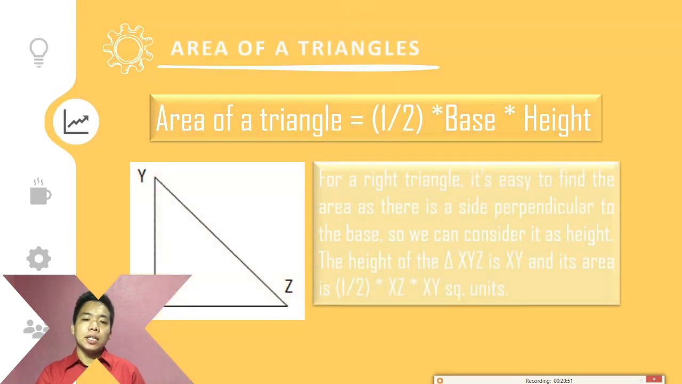Very basic. Again, for a right triangle, it is easy to find the area as there is a side perpendicular to the base. So we can consider it as its height. So if we have a right triangle, it is very easy to find the area, because we don't need to look for the altitude of the triangle because it is already given. It is perpendicular to the base. So we can immediately get the area of a right triangle. So I think that would be all for the basics of modern geometry.